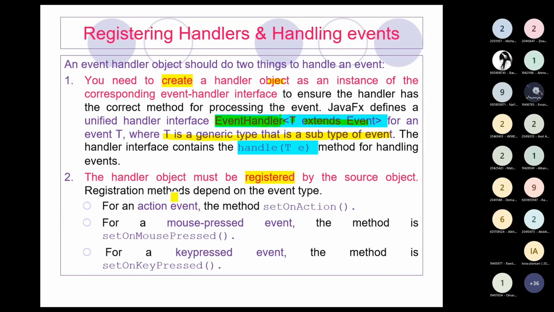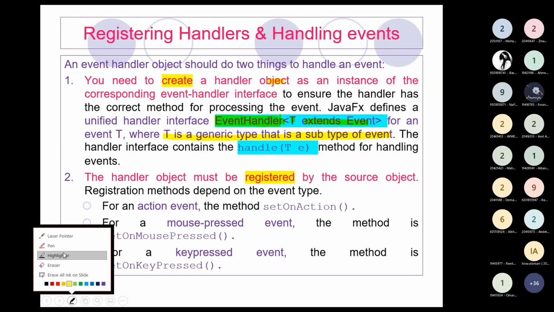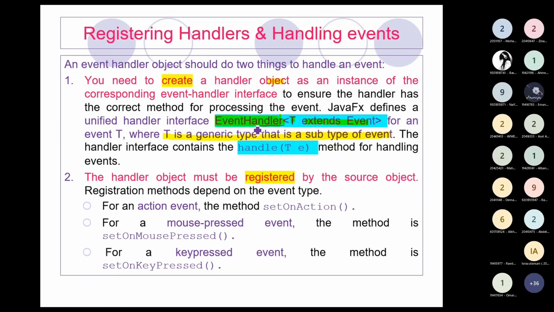This interface, EventHandler, has one important method for us called handle. And it has its generic type E, which is a handler, with a generic type of handler.